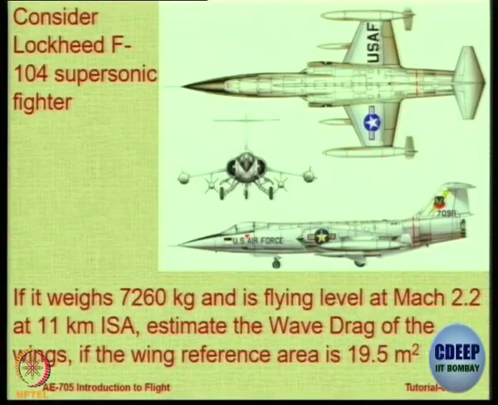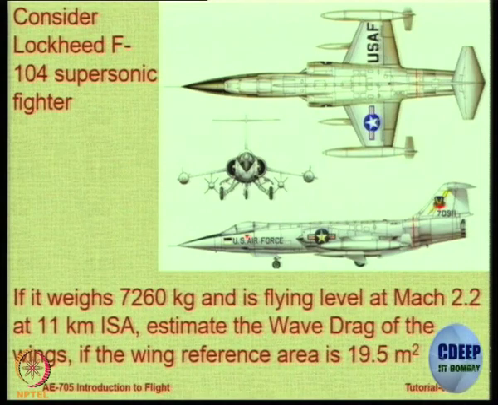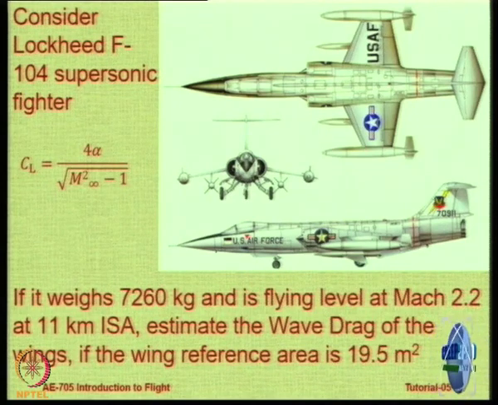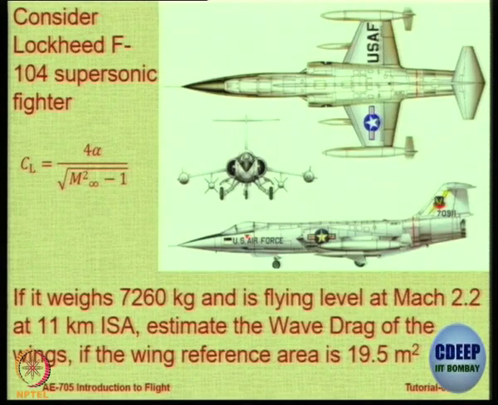Okay. So this aircraft weighs 7260 kilograms and it is flying level at Mach 2.2 at 11 km under ISA conditions. The wing area is 19.5 square meters, and this is the reference wing area, which means the area of the wing as seen in the top view, including the part inside the fuselage. But nothing to worry, that is the reference area and that is what is used in the calculations for lift and drag. So when we say L is equal to half rho V square S CL, that S is the wing reference area, which is given to you as 19.5 square meters.